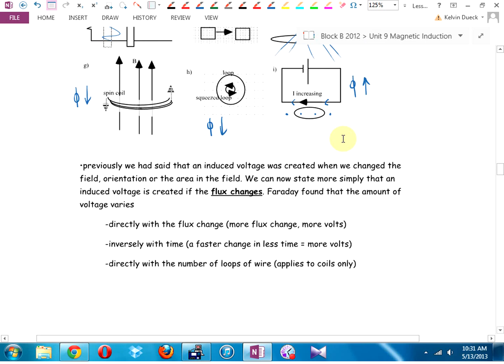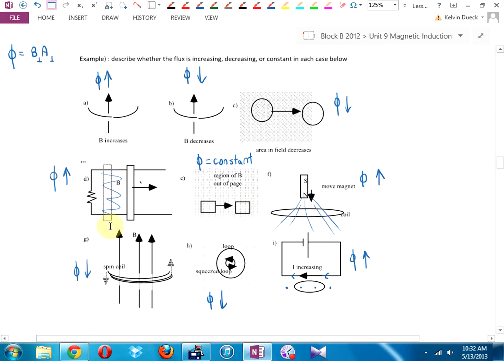So far, I've said that you can induce a voltage when you change the field or the orientation or the area in the field. Now I can state that more simply. Do you know when you induce a voltage? You induce a voltage when the flux changes. And that now ties in situation D, our last lesson. If you're not moving the bar, is the area behind the bar changing at all? Is the flux changing at all? That's why you're not generating a current that way. If the bar is sitting still, you're not generating a current.